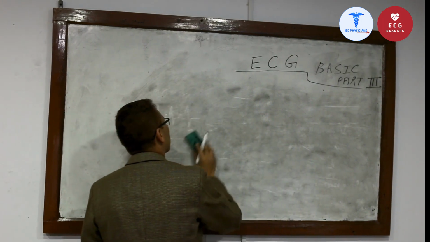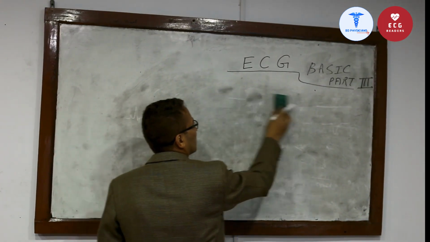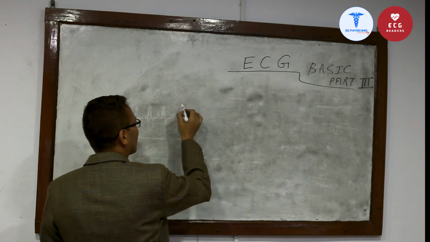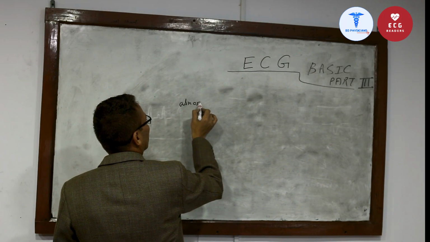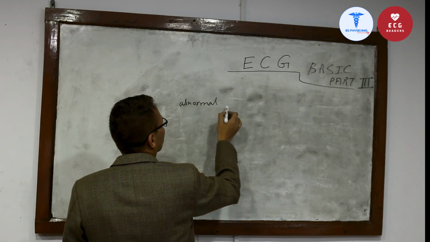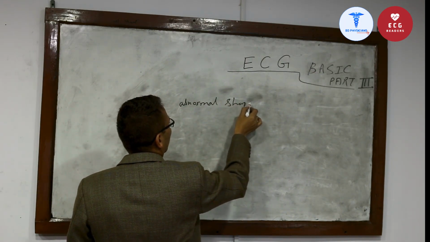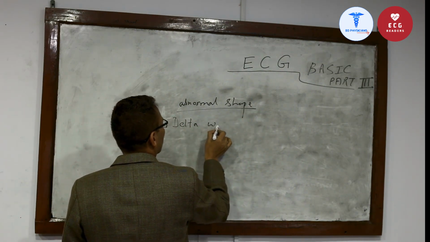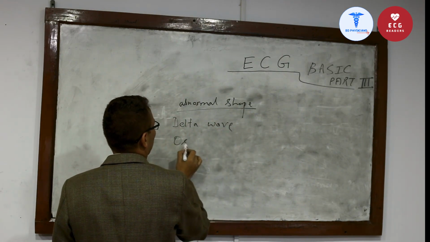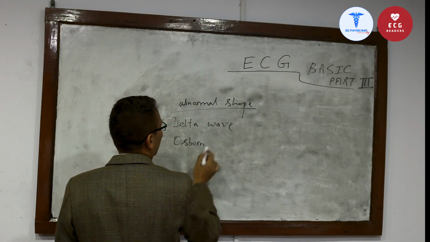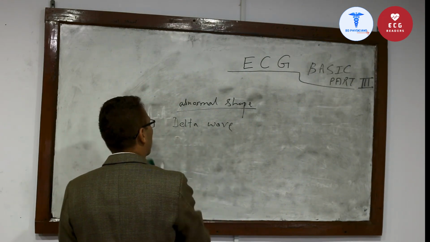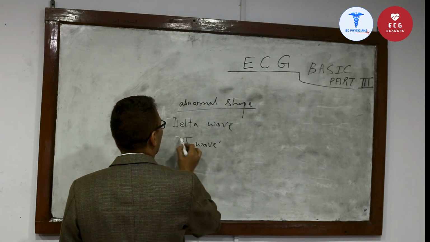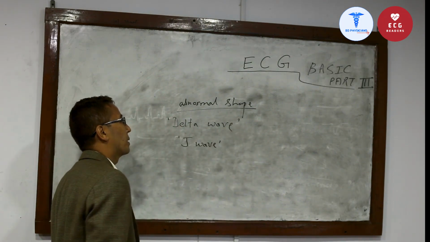Sometimes in the QRS complex there may be abnormal waves, like abnormal shape and waves like the delta wave and the Osborn wave. The delta wave, and we also see the J wave.